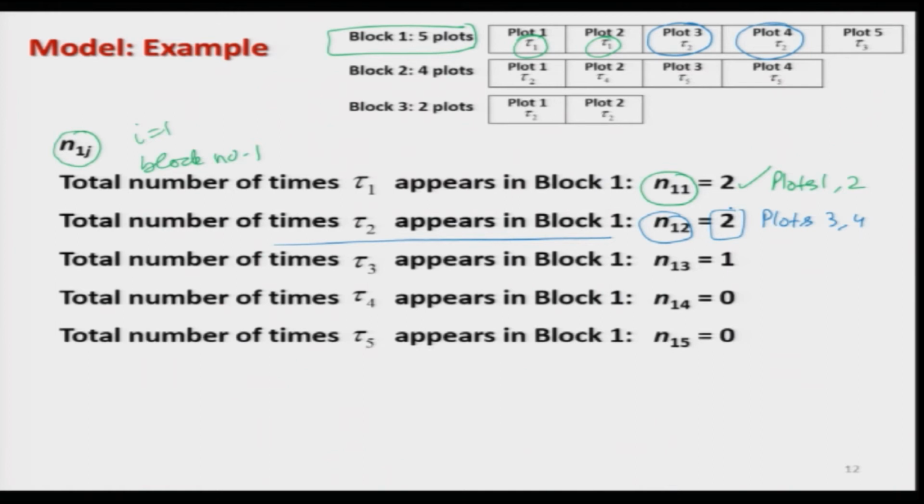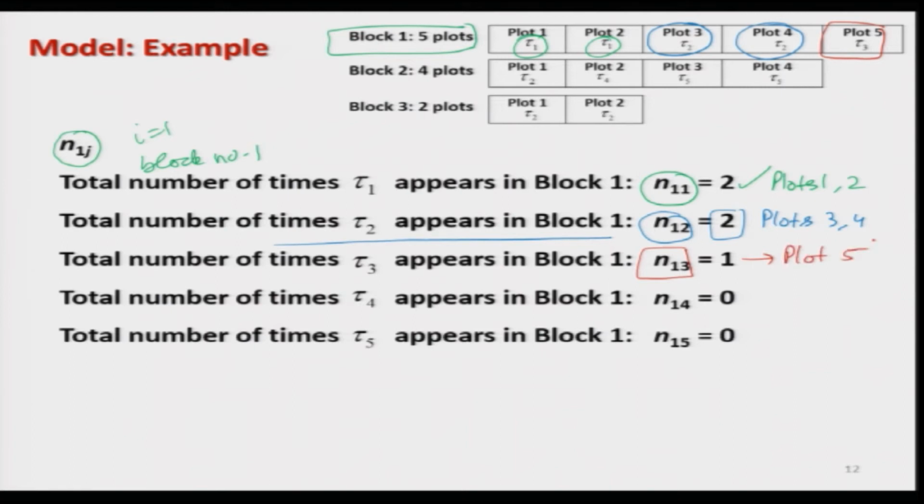Similarly, what about treatment number 3 in this block number 1? You can see treatment number 3 is appearing in plot number 5. So, I can write that the total number of times treatment number 3 appears in block 1 is indicated by the symbol N13, which is equal to 1. So, this is appearing in plot 5.